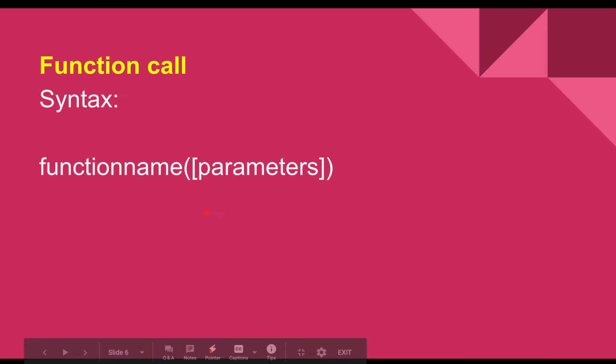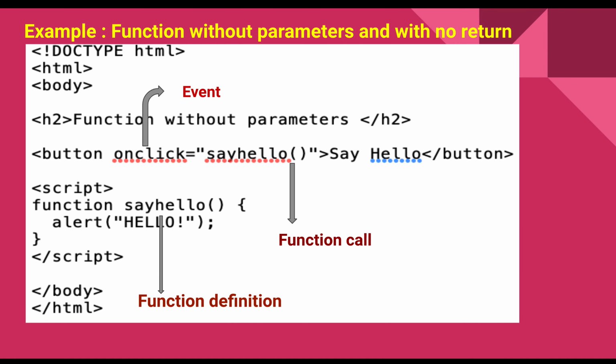Next, after the function definition, you have to call the function in order to execute it. The syntax for that is the function name, that is what you specified in the function definition. The same name should be given here, and within brackets the parameter list. If there are any parameters, they should be mentioned here. This is optional as in the previous case. We'll see some examples of using functions in JavaScript.